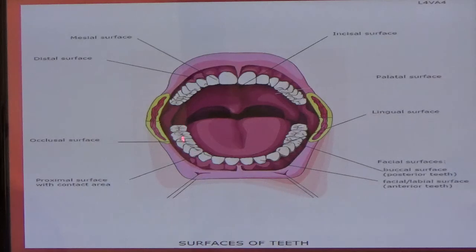Again, occlusal is the biting or chewing surface of the back teeth. The chewing surface of incisors is the incisal surface. Then you've got the facial side of molars and premolars, which is the buccal side, and the facial side of the front teeth is the labial side. And then you've got the tongue side, or the lingual side. So you have this in your book.